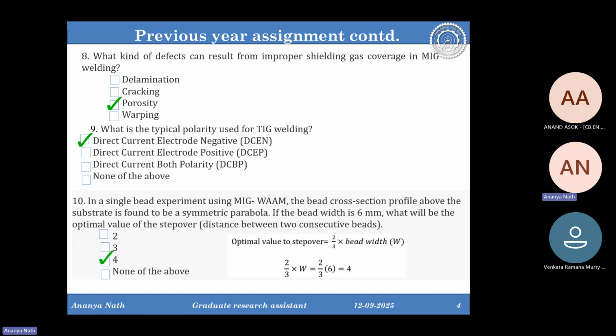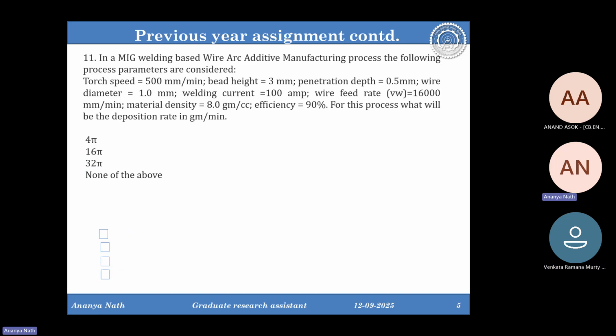Oh, okay. So now for the 10th question, the answer is given here. The optimal value of step over is equal to two-thirds of the bead width. So according to that, your answer is going to be 4. Yes. Next, in a MIG welding based wire arc additive manufacturing process, the following process parameters are considered.